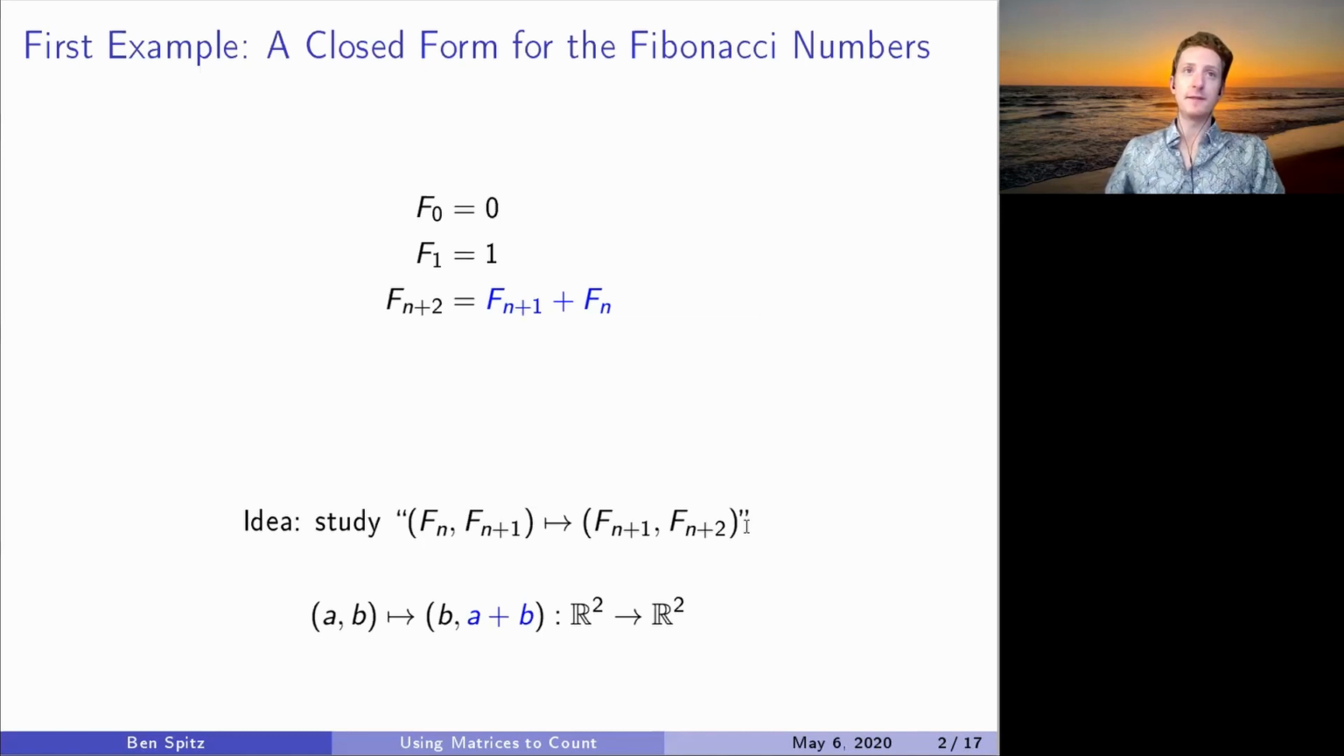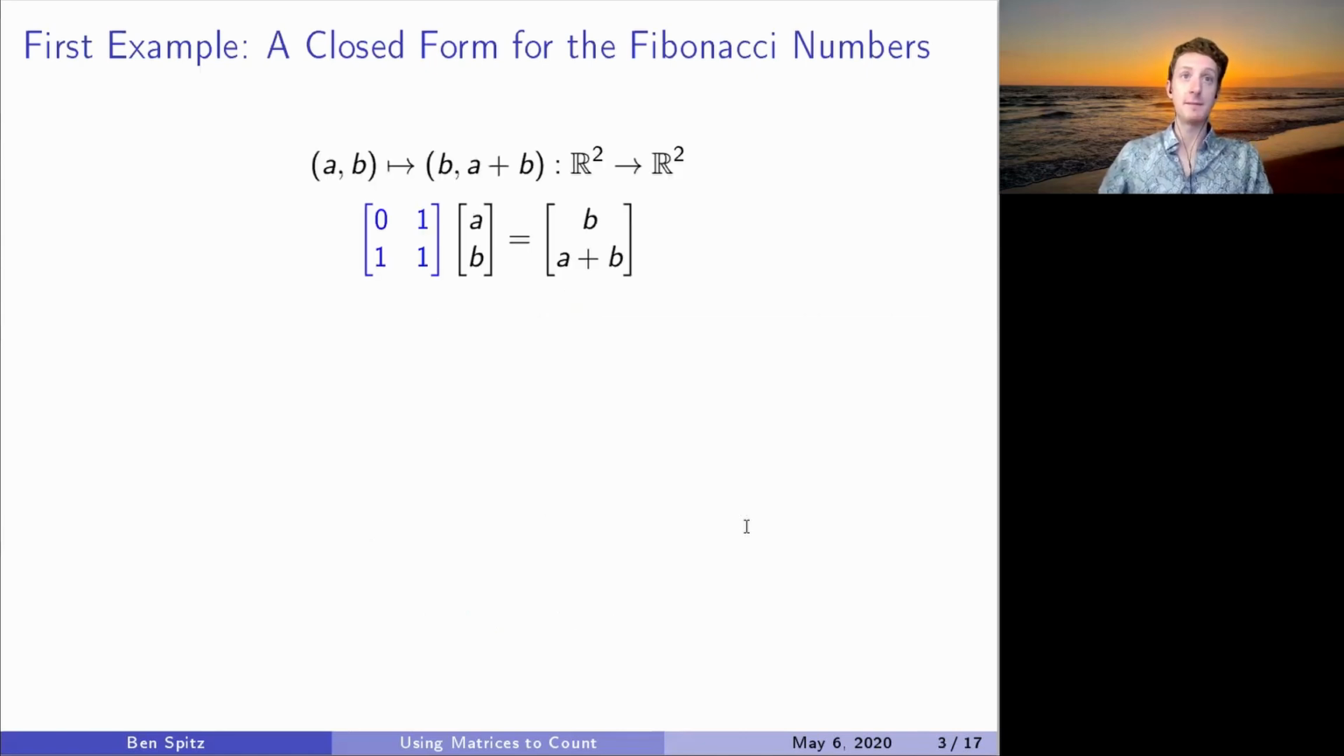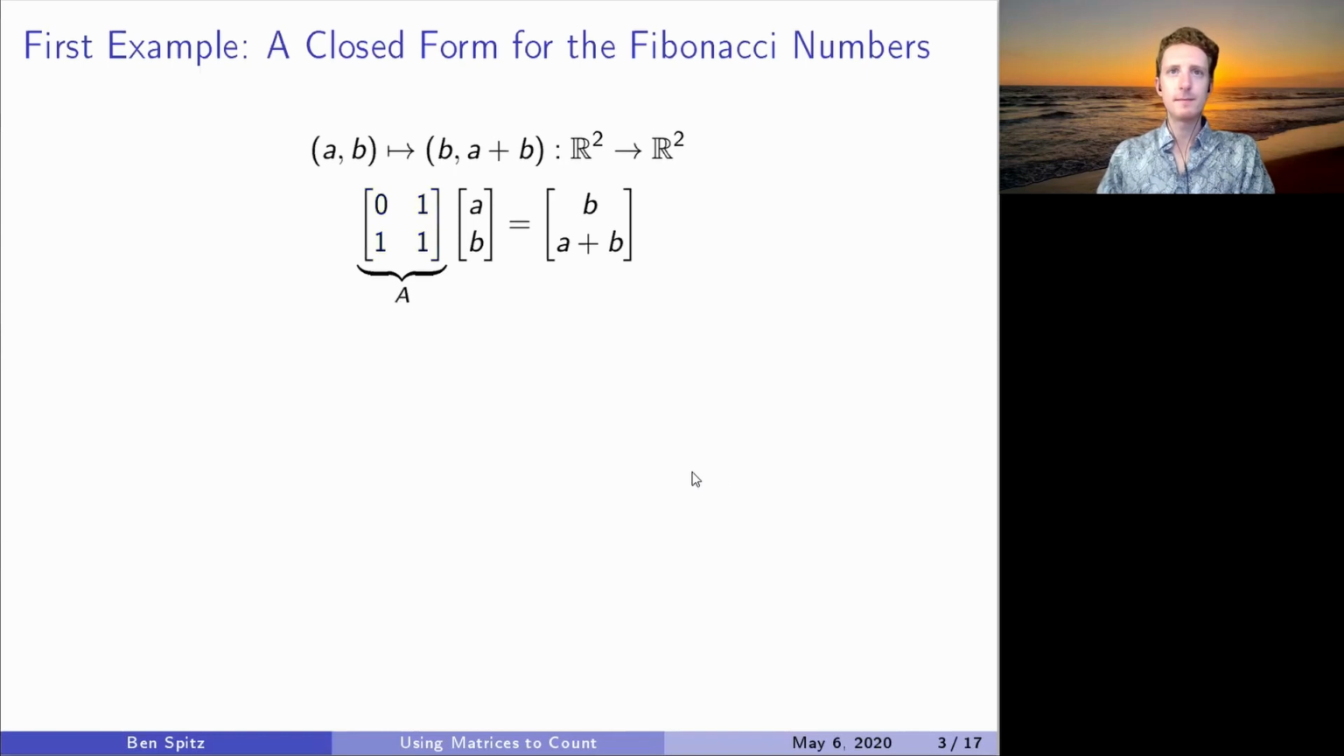And so, as you might have guessed, this map is linear. It corresponds to some 2 by 2 matrix over the real numbers. So here's that matrix, and I've just rewritten the same thing I said before. If I apply this to a vector (a, b), I get (b, a+b). Let's call that matrix A, this matrix that increments the Fibonacci sequence for us.